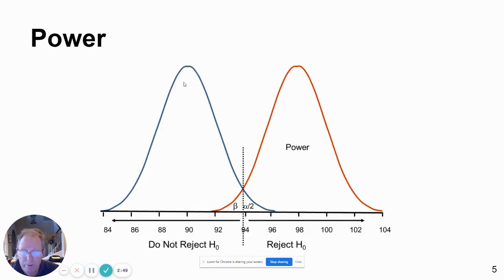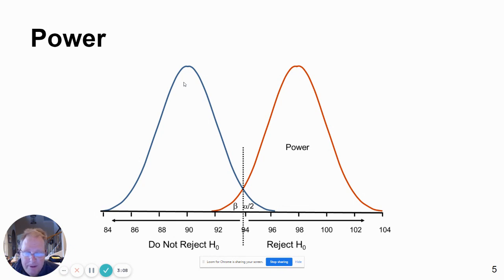And now I want to show you what power looks like in a graph. So suppose that the blue distribution is the distribution associated with the null hypothesis being true, and the red distribution is associated with the alternative hypothesis for some value being true.